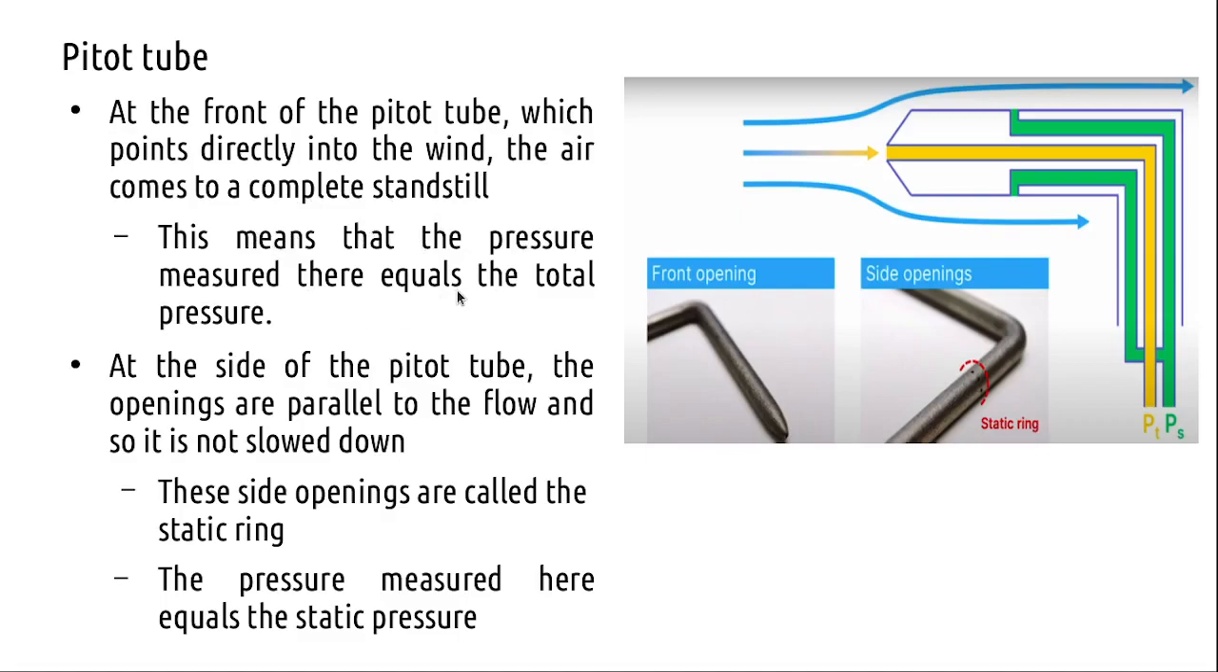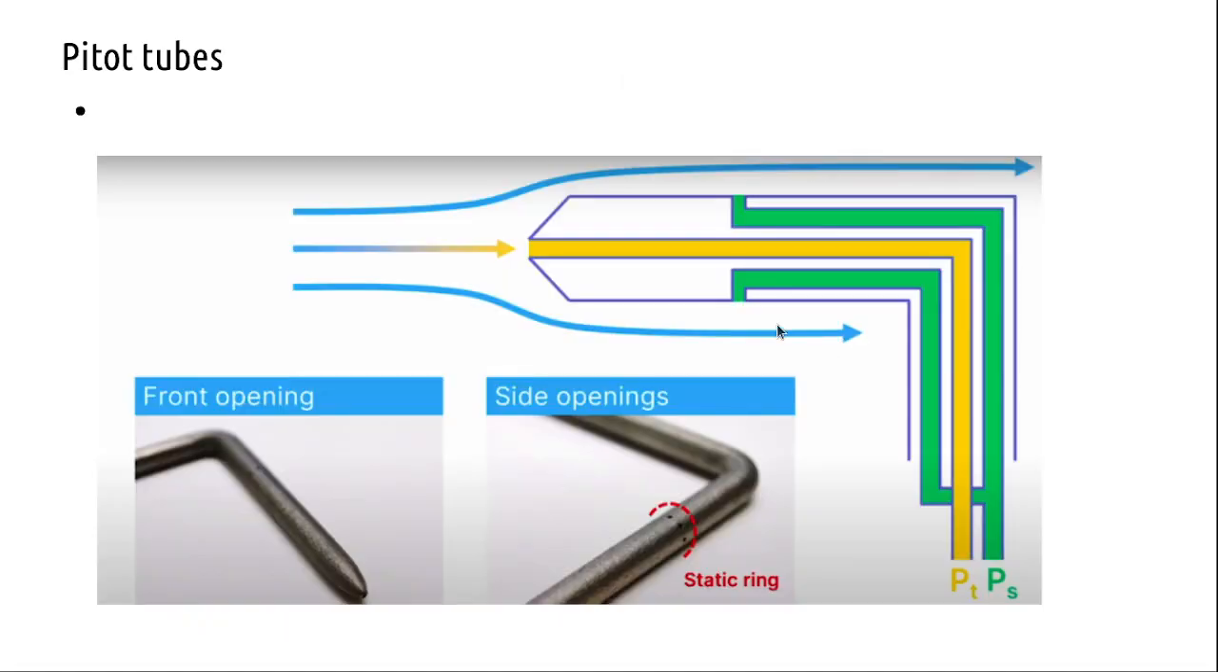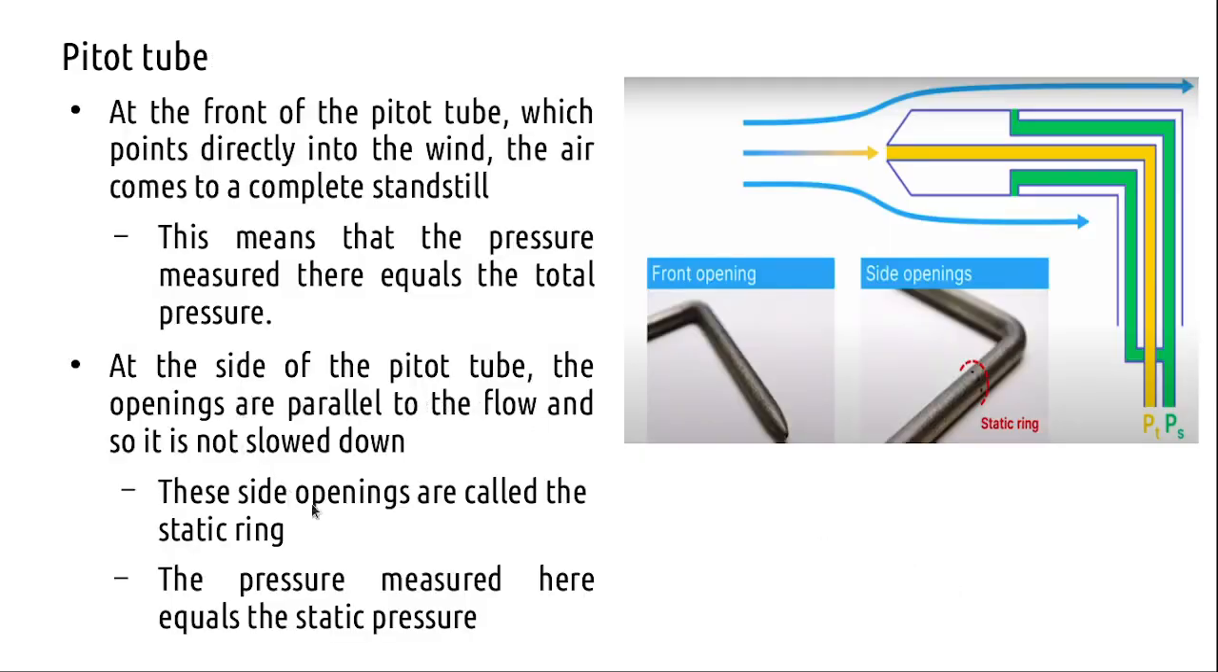So whatever pressure is measured at this point is the total pressure, and again the air which flows through these edges is going to be measured as a static pressure. These green openings are on the side, the set of openings that is internally connected to the static pressure. So the flow is not slowed down at this point, so it is static.